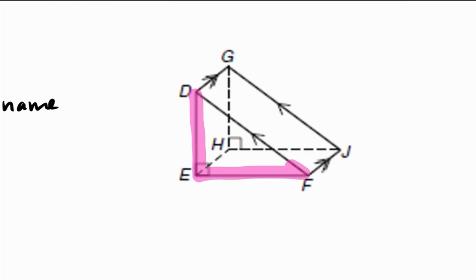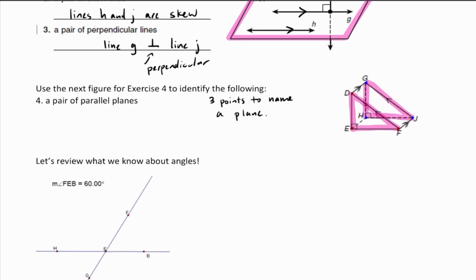So we can look at the front plane and also the back plane. Those two planes are parallel to each other. The front plane contains points D, E, F, and the plane in the back contains points G, H, and J. So plane DEF is parallel to plane GHJ.